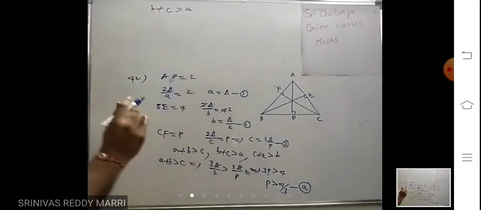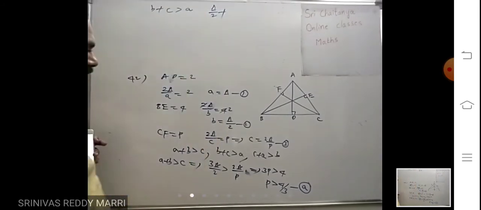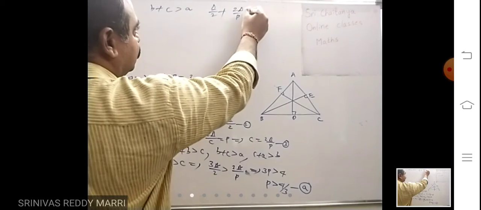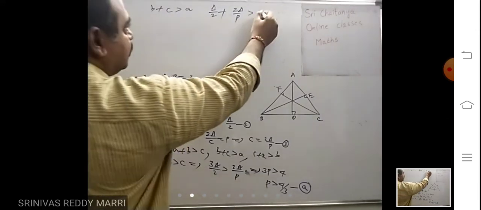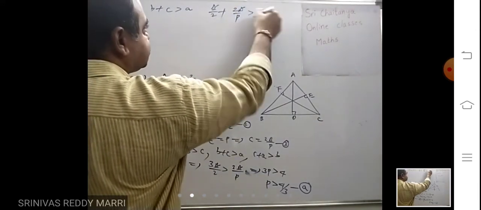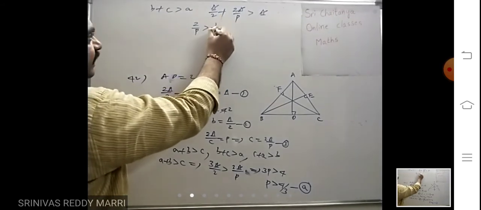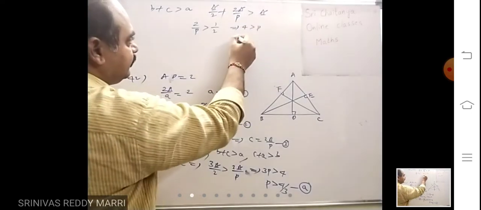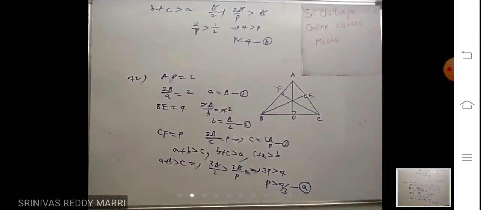B plus C greater than A. B plus C means I am getting B is delta by 2, plus C is 2 delta by P, greater than A, delta. Delta I am striking off. So I am getting 2 by P greater than 1 minus 1 by 2. Cross multiplying, whatever you will get, 4 greater than P. That means P is less than 4. From that side you write P is less than 4. So therefore let us say that equation is B.